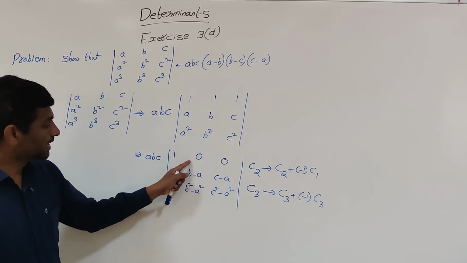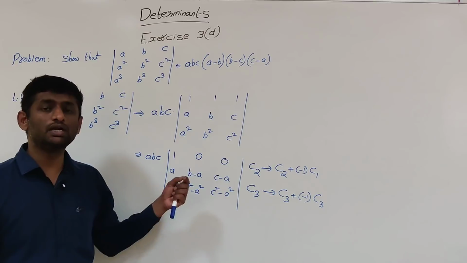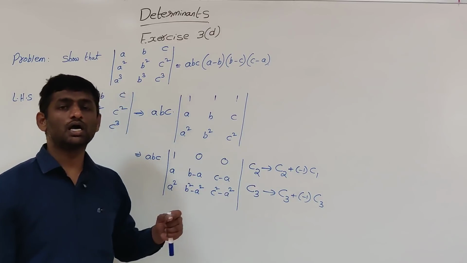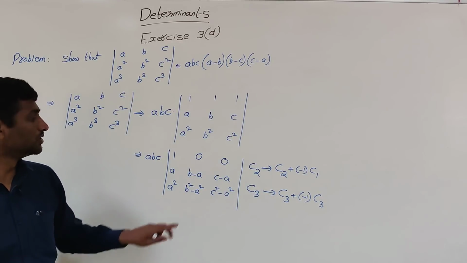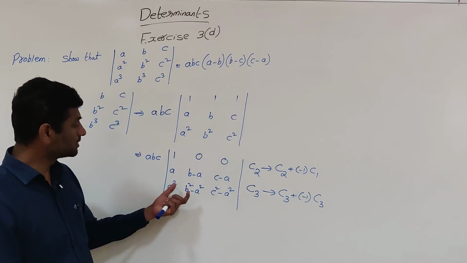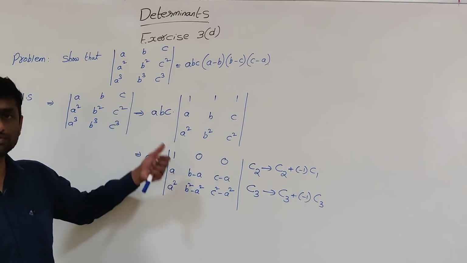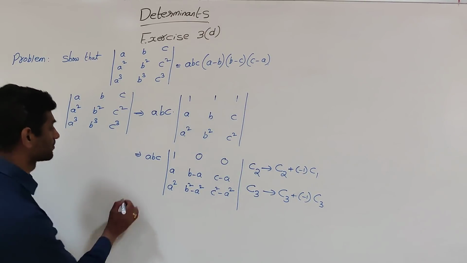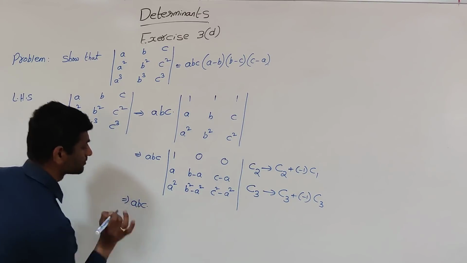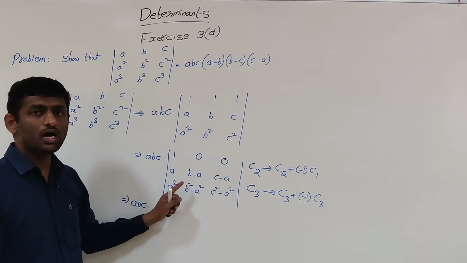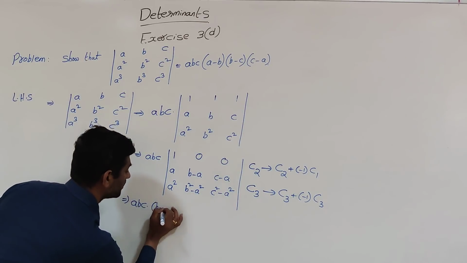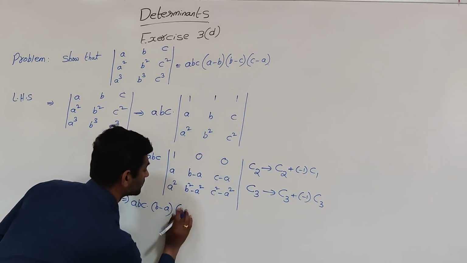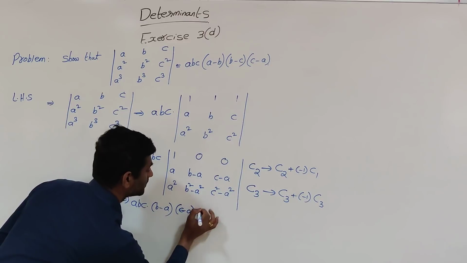So the elements of column 2 are multiples of B minus A, and the elements of column 3 are multiples of C minus A. So the determinant of this, because we have done this type of model in the previous problem, I'm putting directly what will be the value. A, B, C, as the elements of column 2 are multiples of B minus A, B minus A. Elements of column 3 are also multiples of C minus A. C minus A into determinant of what?